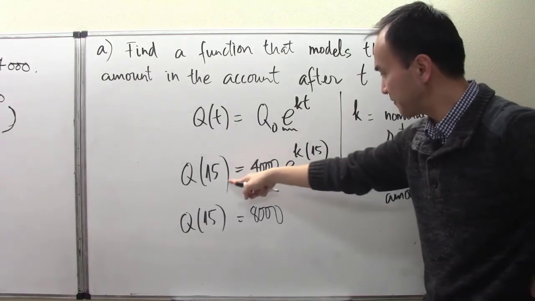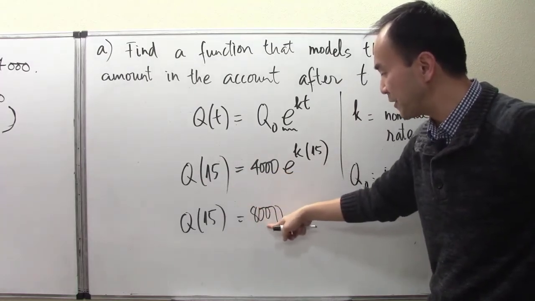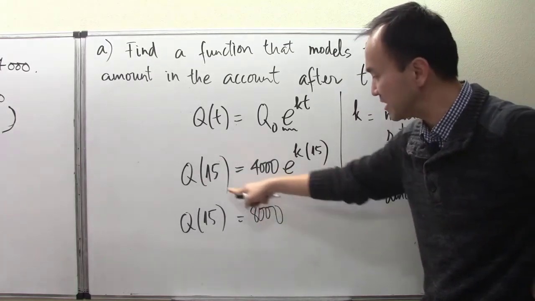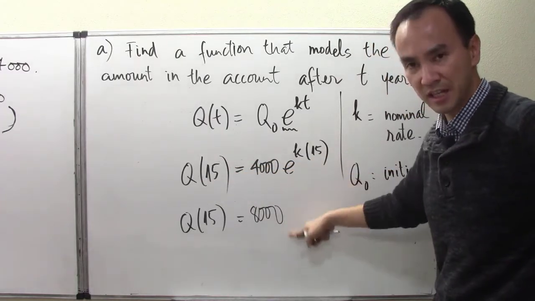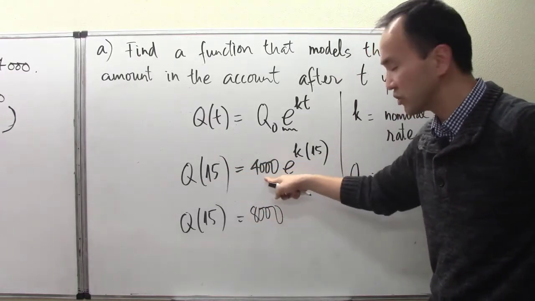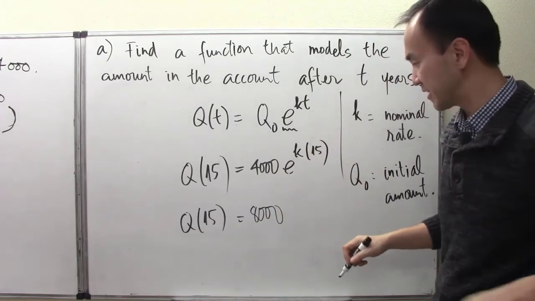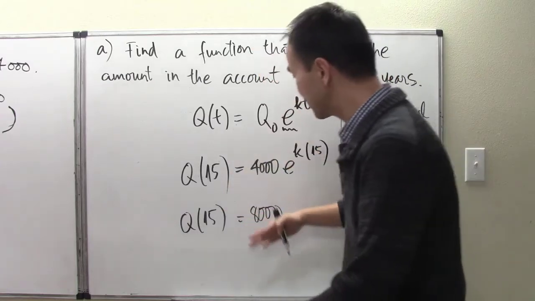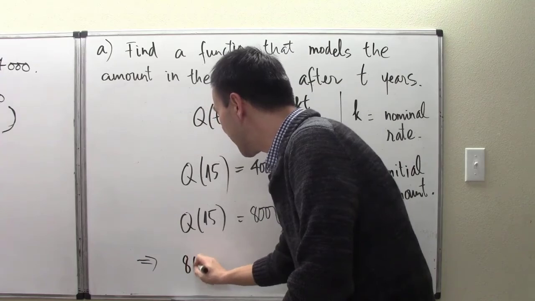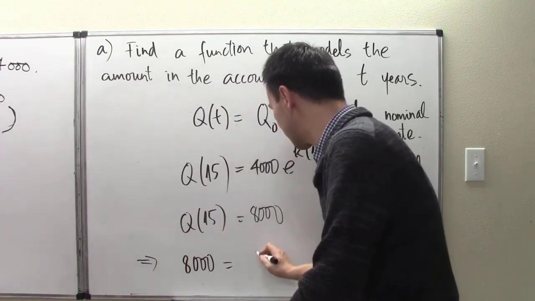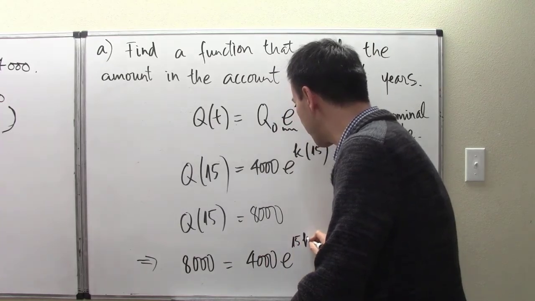And then further on, according to the information that we know our future value already, and it happens in some given amount of time, I'm going to equate these. So that means 8,000 has to equal 4,000 times e to the k times 15. That's just the thought process right here. But as a formal step, we lead to 8,000 equals 4,000 times e to the 15k.